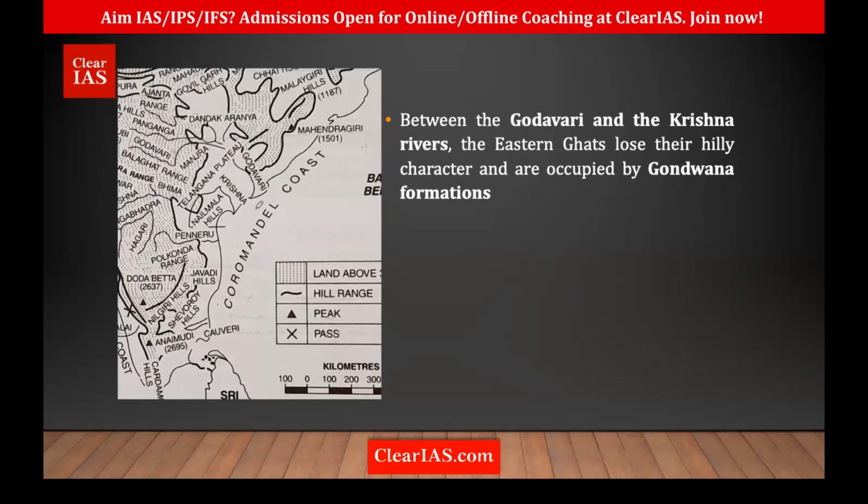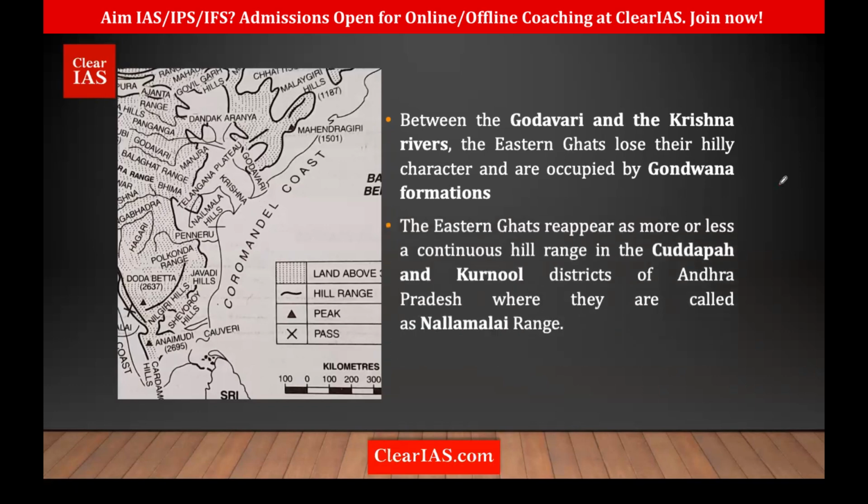If you go further south, where do the Eastern Ghats reappear? Below the Krishna river, in Kadapa and Kurnool districts, and there they are called the Nallamala Hills. We spoke about the Nallamala Hills in the last class: the Chenchu tribes, the Nagarjuna Sagar Srisailam Tiger Reserve, and the uranium reserves there. It's in Andhra Pradesh.